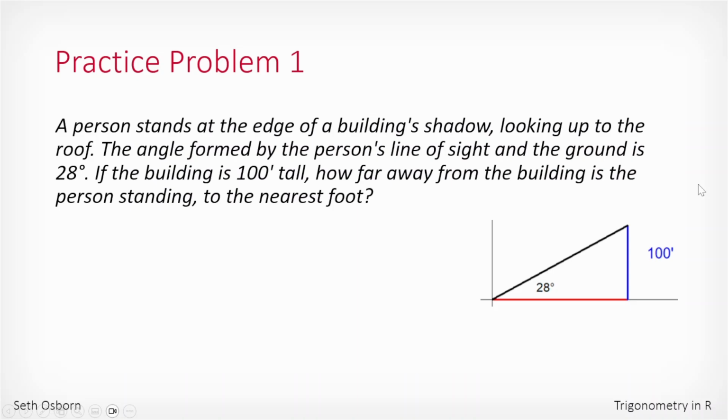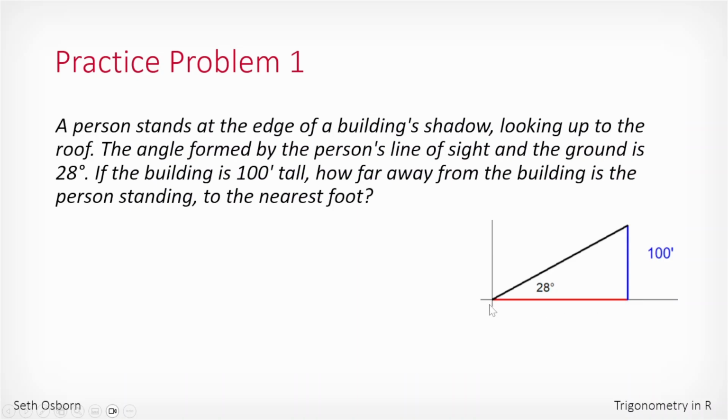Let's do it. So a person is standing at the edge of a building's shadow. They're standing right here. They're looking up to the roof. The angle formed by their line of sight and the ground is 28 degrees. So this angle right here is 28 degrees. The building's 100 feet tall. So how far away is the person standing from the building to the nearest foot? Another way of asking this is, how long is this shadow?